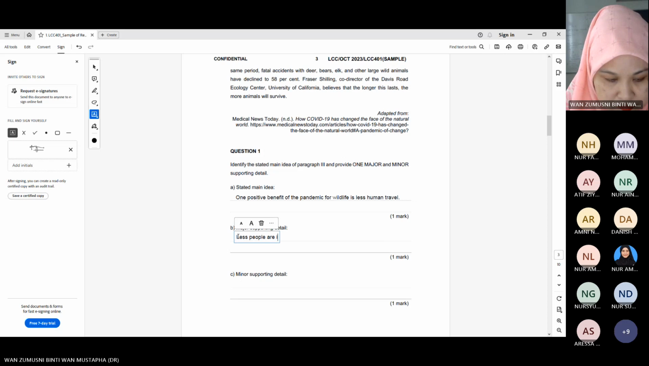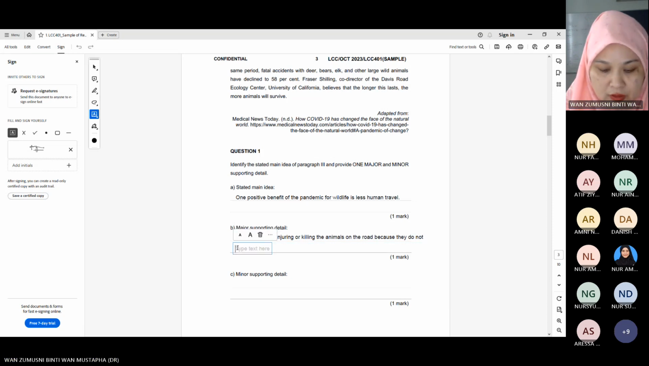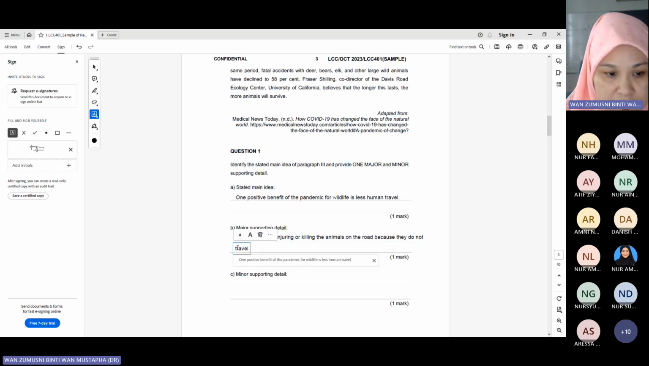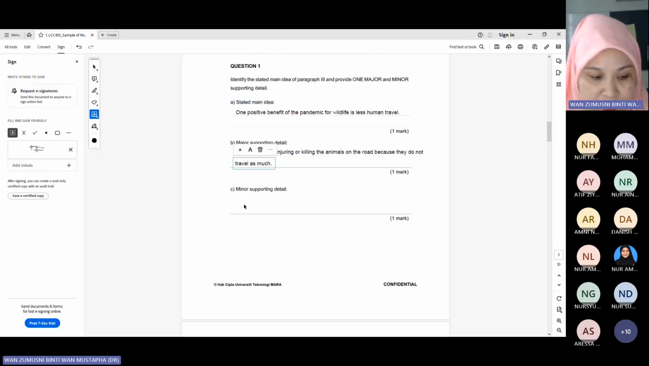Okay, one major supporting detail: less people are injuring or killing the animals because they do not travel. They do not travel as much. So I hope you got it. You managed to identify the stated main idea and also the major supporting detail. Now let's look at the minor supporting details.